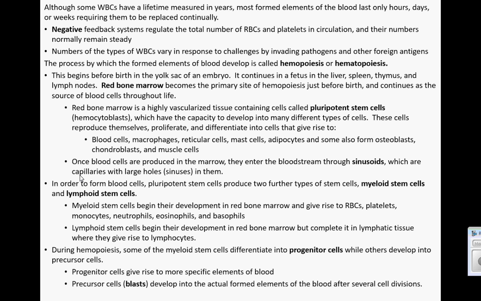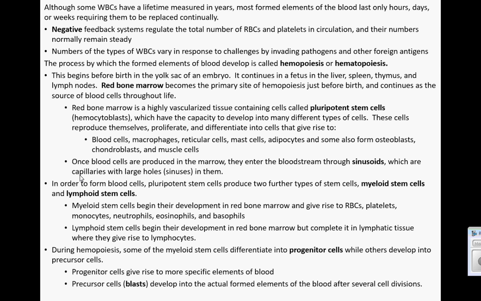Our blood cells, but also other cells like macrophages, reticular cells, mast cells, and adipocytes, and even some form osteoblasts, chondroblasts, and muscle cells. So it's pretty cool that these stem cells form our blood cells, but also very different cells, because muscle cells, as we're aware, are going to be very different than our blood cells. Now, once blood cells are produced in the marrow, they enter the bloodstream through what we call sinusoids, sort of capillaries that have these large holes that actually allow the blood cells into the circulation.